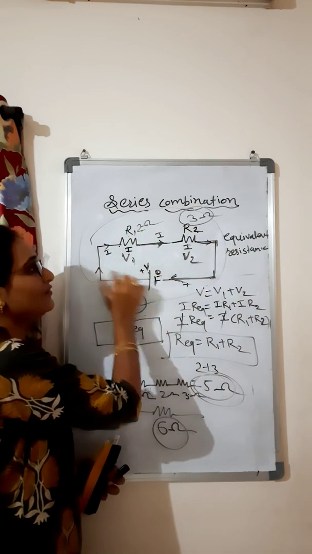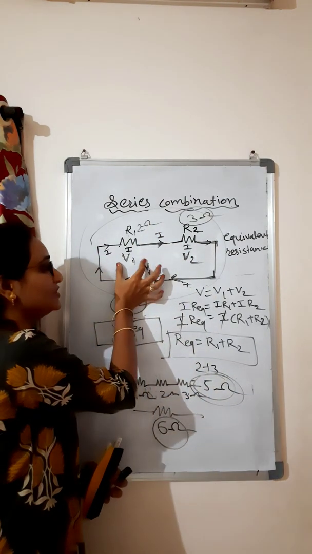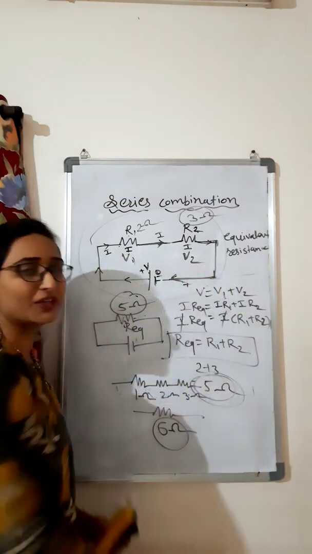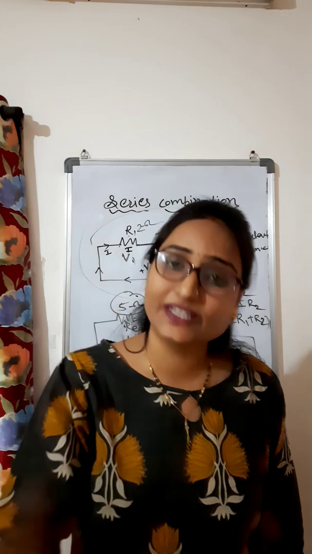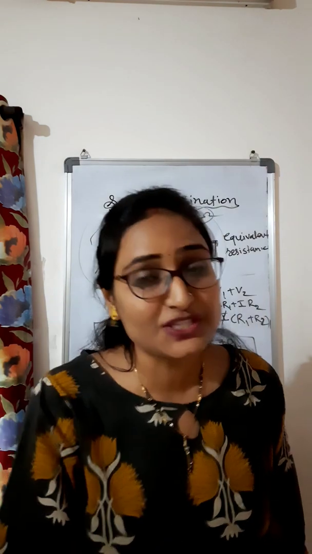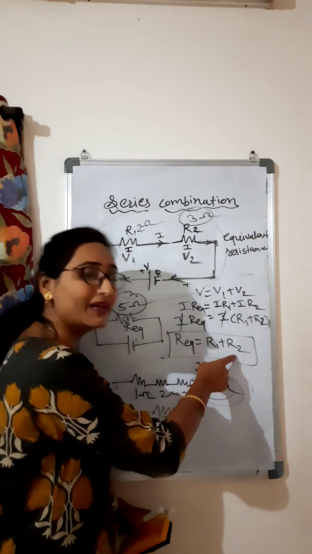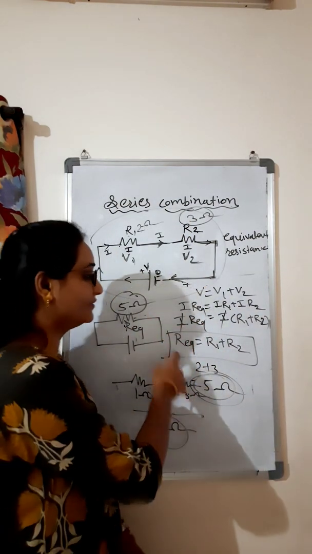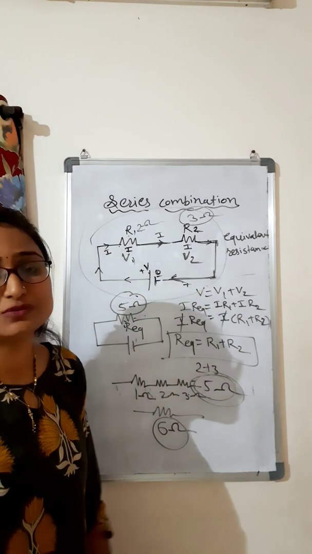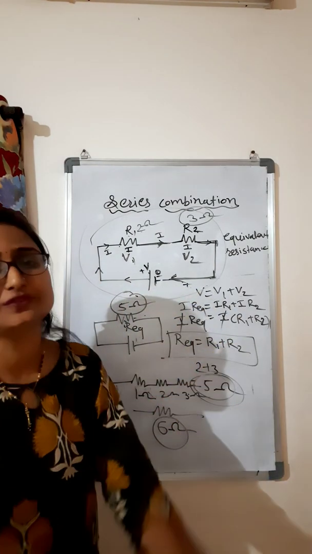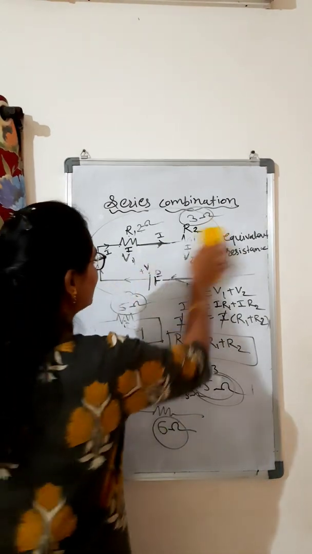Potential difference will be different for these different resistances. Here the potential difference is distributed, here also the potential difference is distributed, means potential difference is different. And R equivalent is equal to R1 plus R2. How did you get it? By Ohm's law, you will calculate and get it. Clear? Okay. This is all about series combination.